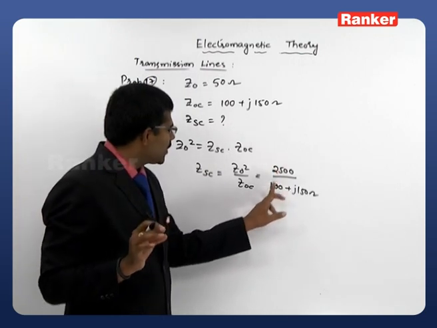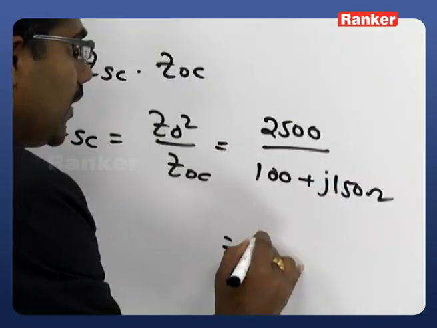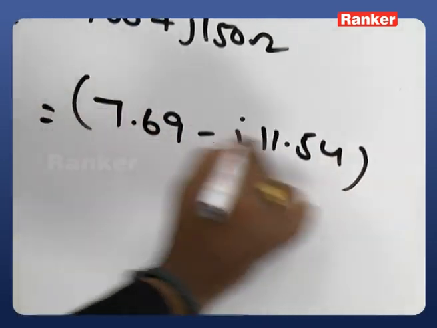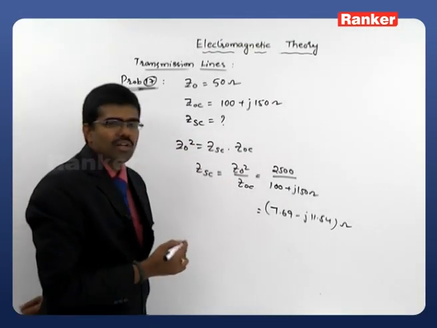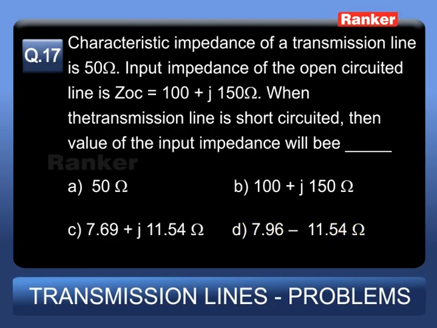So 2500 divided by 100 plus j150 ohms. After simplification, what you will get is simply 7.69 minus j11.54 ohms. So this is available in option D. Option D is the correct answer for this particular problem.